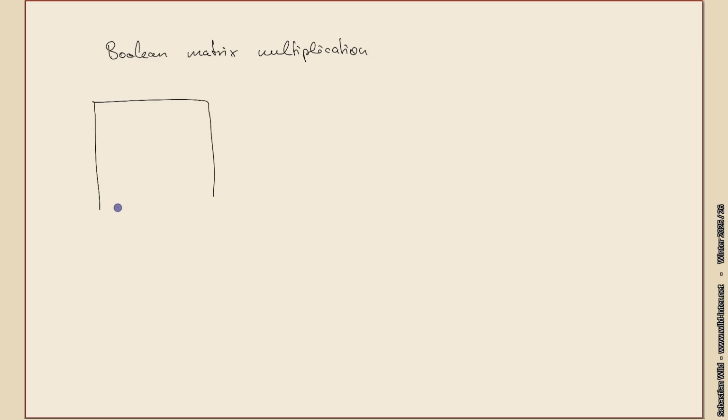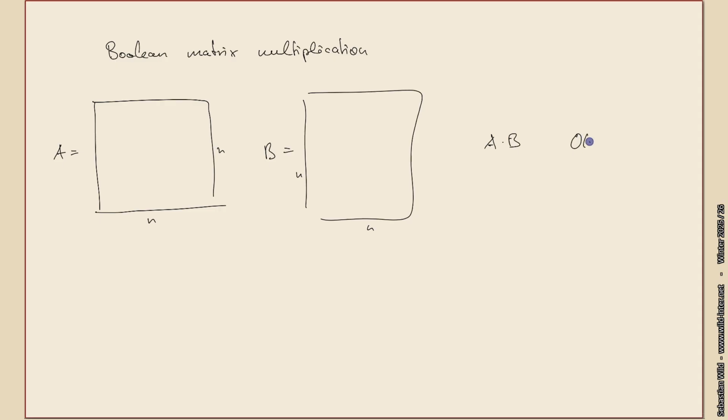If I start with an n by n matrix A and an n by n matrix B, and I'm interested in their product, the basic method would need cubic time because it has to compute all these little products. Every entry in the result is a dot product of a row and a column. And in a stupid way, the best we can do is spend linear time for each entry.